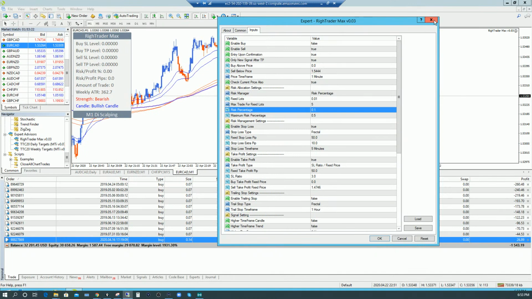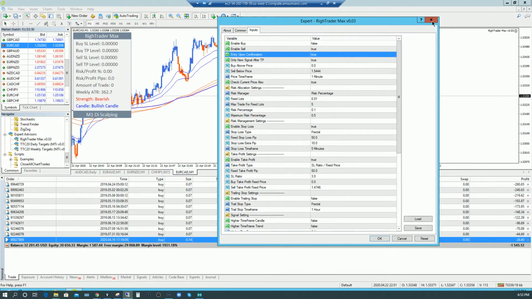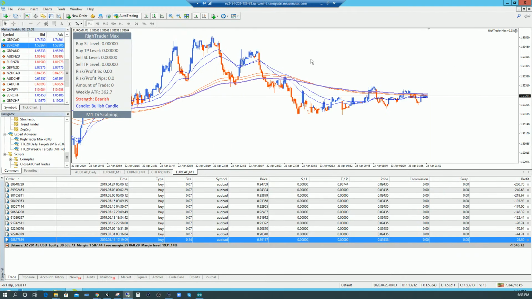Now, we've got a trader right here. Colin says, entry upon confirmation. Yes. Entry upon confirmation is set to 2. Yes, it is. All right. And what that really means is that we want price and the ribbons to be bearish. We have to have price and ribbons bearish. We have to have the candles also indicating that we have a bearish candle. That all confirms that we have a bearish signal.